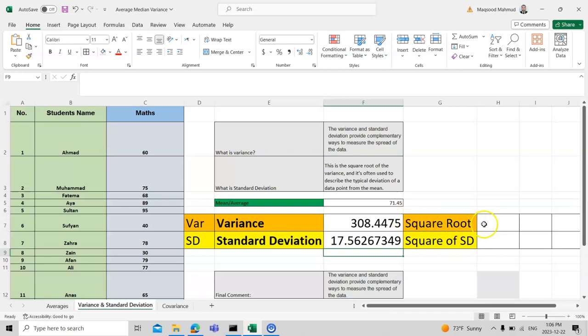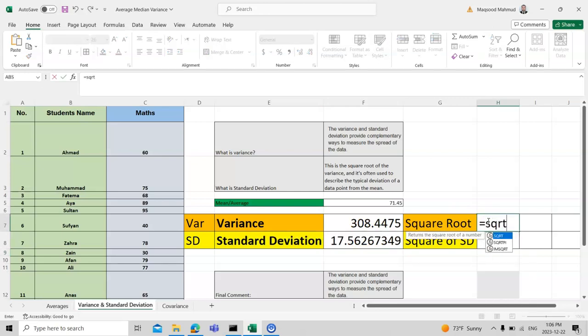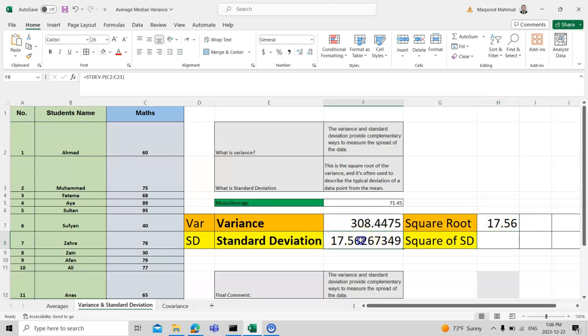If we take the square root of this variance, there are other methods for the square root, such as sqrt. For example, the square root of this variance would be this value. So you see the square root of the variance is the same as the standard deviation.